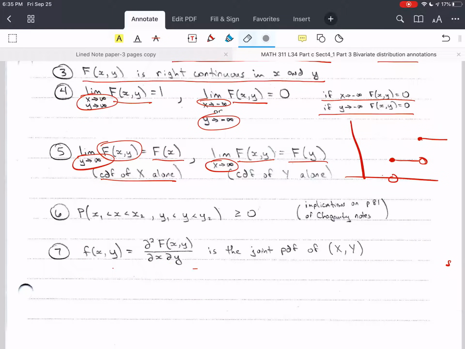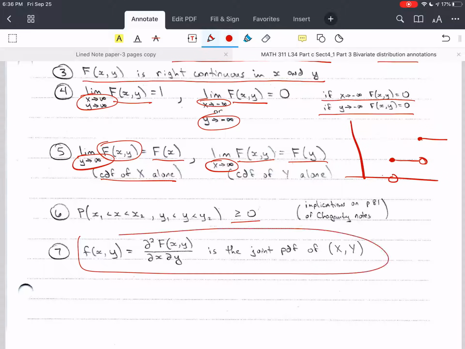And then 6, we have the probability of x between x1 and x2, and y between y1 and y2. That has to be a positive or non-negative quantity. And there are some implications. I won't go over those for this course, and we'll save this for our continuous PDF.